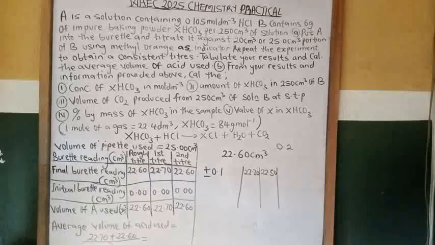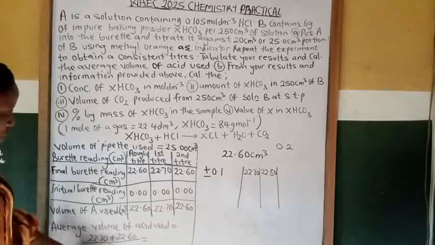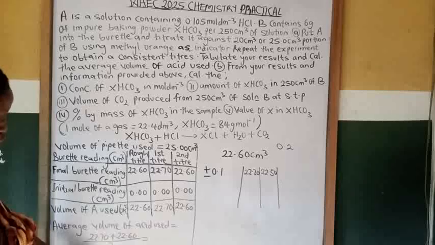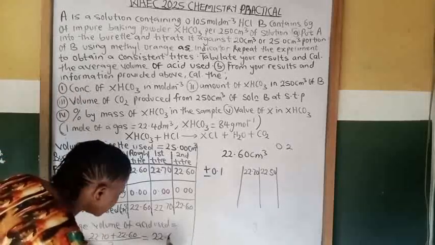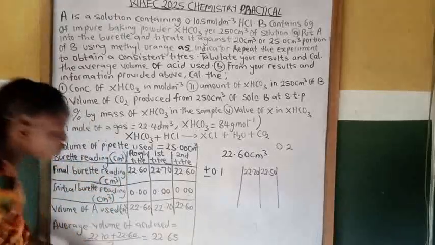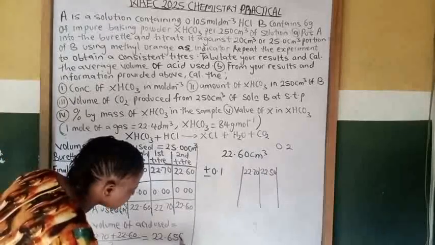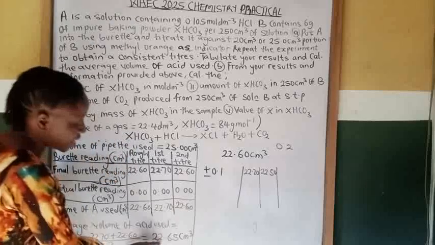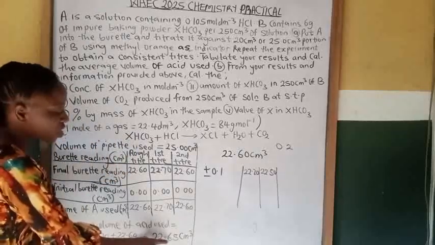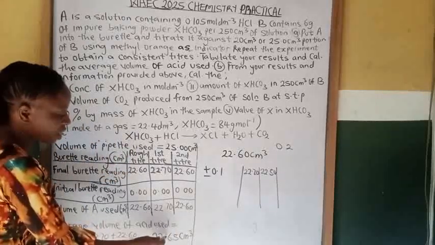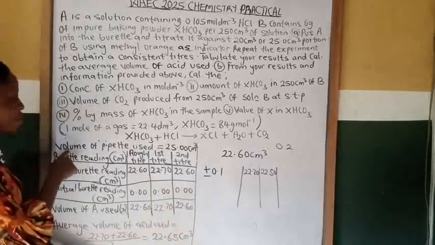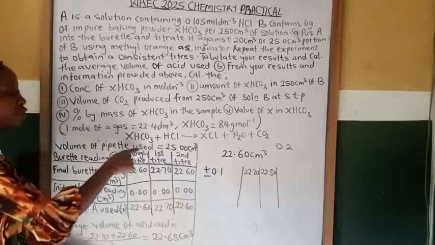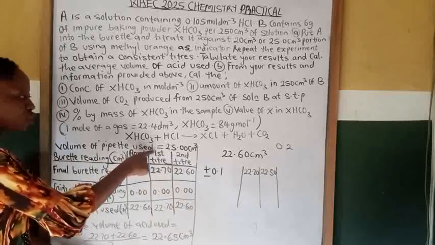So 22.70 plus 22.60 divided by 2 will give us 22.65 centimeter cube. Then don't forget that your volume must be in 2 decimal places. Ensure that your volume is in 2 decimal places. Then don't forget to write the volume of your pipettes used.